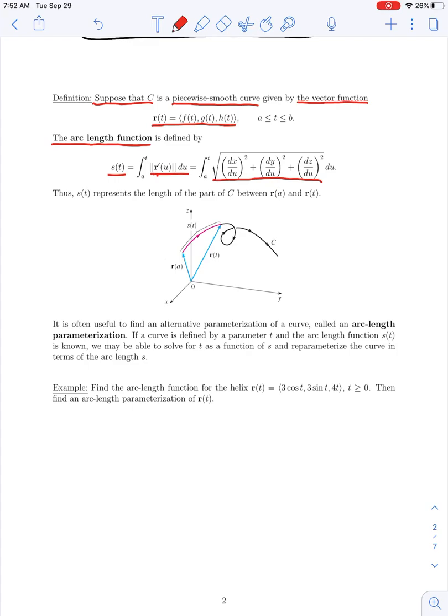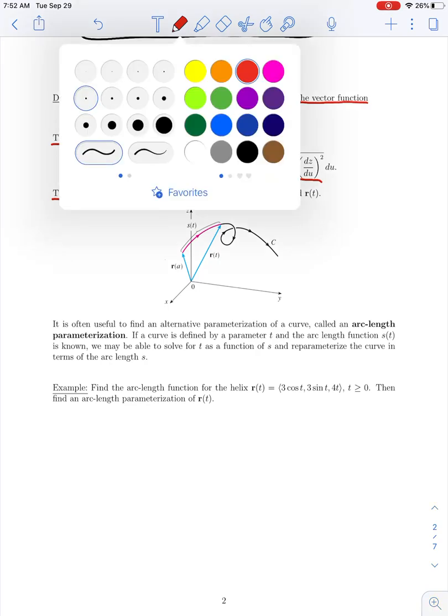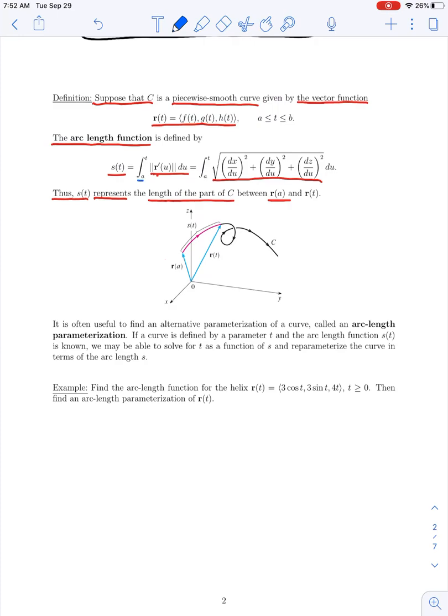So this arc length function, s of t, geometrically represents the length of the part of our curve C between r of a, so here we're measuring the arc length starting at a up until some time t. So we're looking at the length of the part of our curve starting from the value a and going up until the value of our function at t.